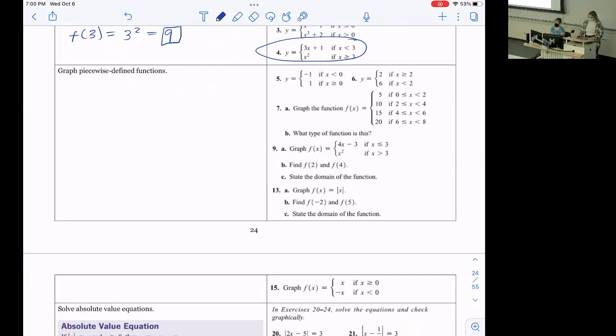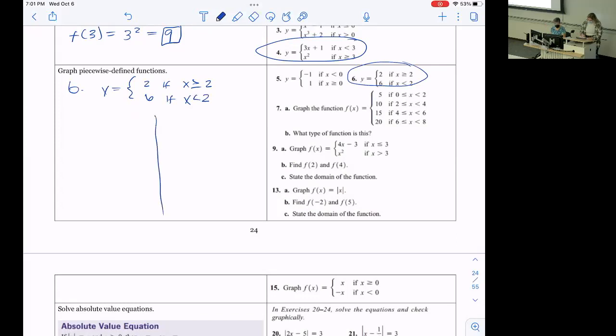How do you graph the piecewise defined function? Okay. Is there one specifically that you want to look at? Number 7. In the interest of time, let's do 6. I'd love to sit here and do math till cows come home, but. 2 if x is greater than or equal to 2, and 6 if x is less than 2.